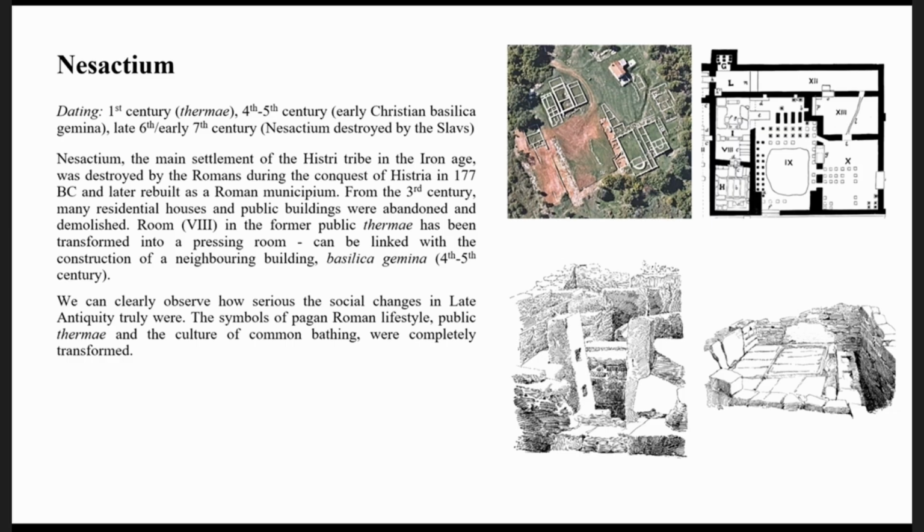And the last one, it's not a colony, Nesactium was a municipium. It's in southern Istria. And here we can observe how deep the changes in society were during late antiquity, because in the building of the public thermae, positioned on the forum of Nesactium, a new pressing device was built using again a lot of spolia, with the counterweight type of a pair of stipites, again a typical late antique pressing device, and we can directly connect it with the Basilica Gemina built here on the city forum.